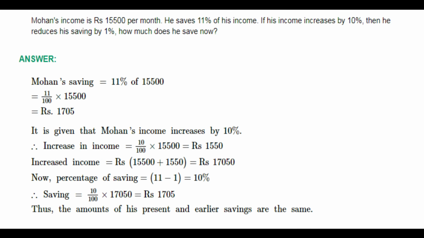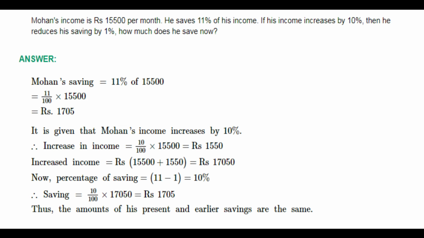Let's head towards our next sum. Mohan's income is rupees 15500 per month. He saves 11% of his income. If his income increases by 10%, then he reduces his saving by 1%. How much does he save now?